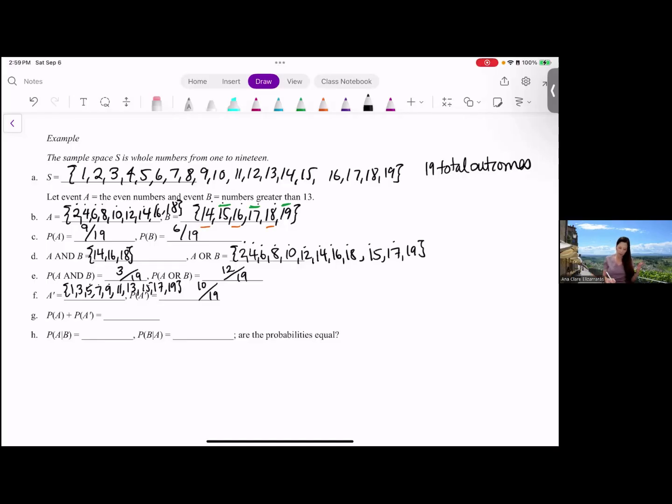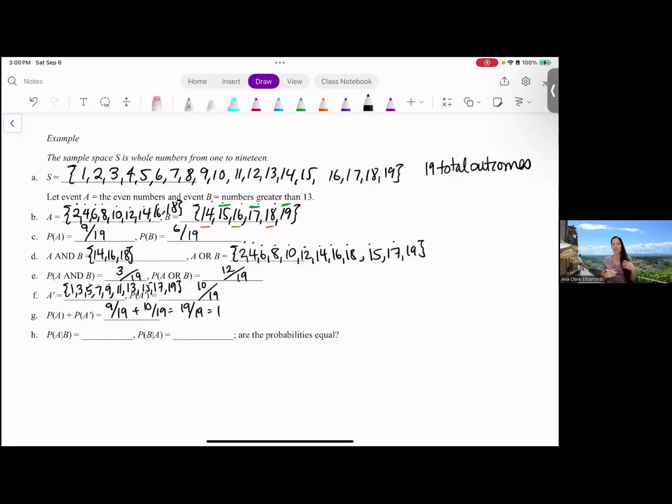Earlier, we calculated the probability of event A, which was 9 out of 19, and then we just calculated the complement, which was 10 out of 19, and lo and behold, that is 19 out of 19, or 1 whole. An event and its complement should always add up to that total sample space.